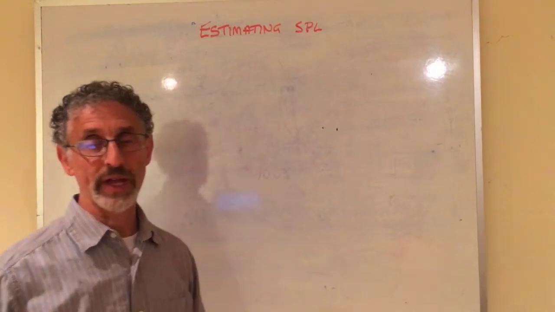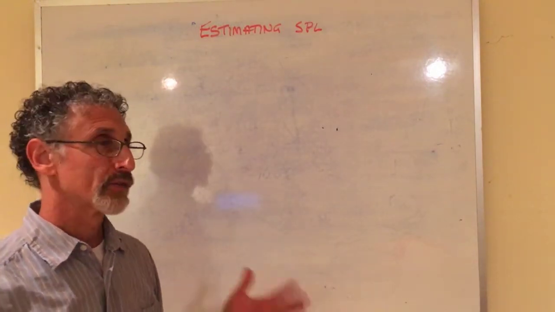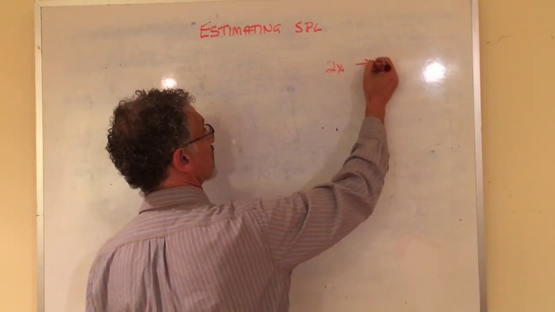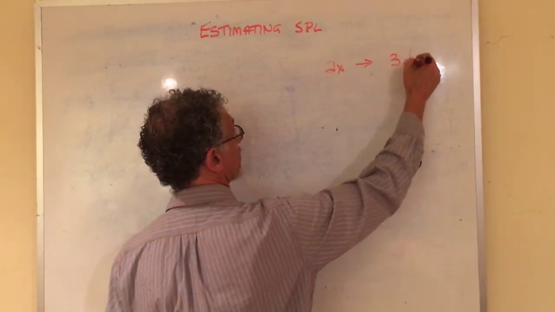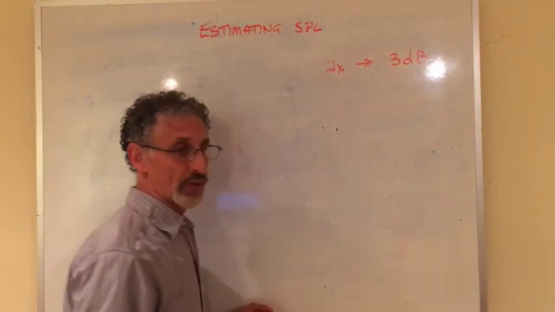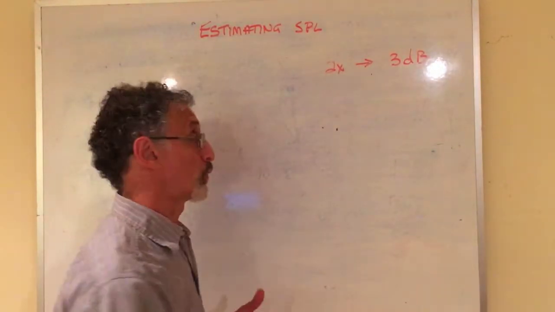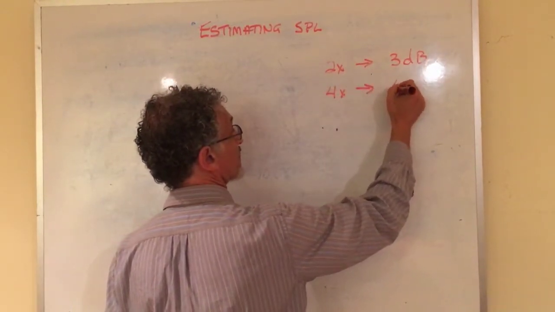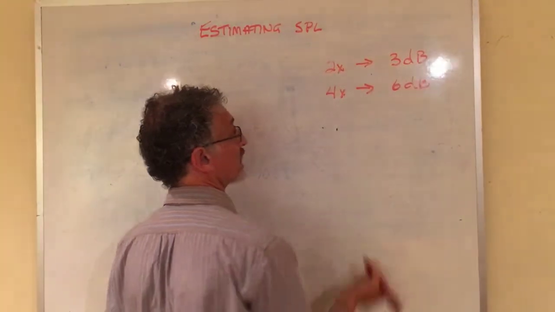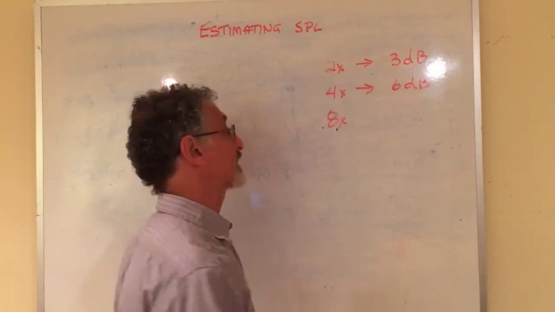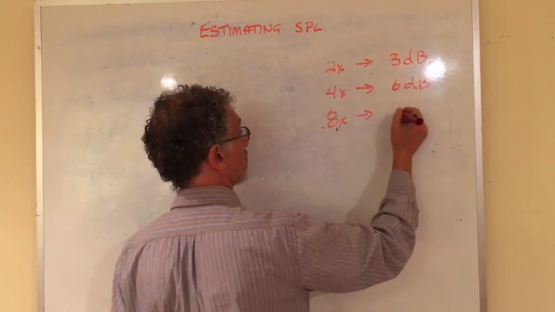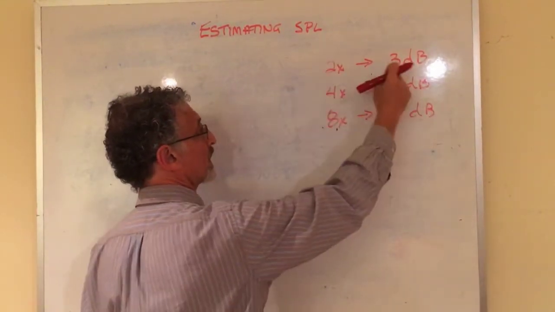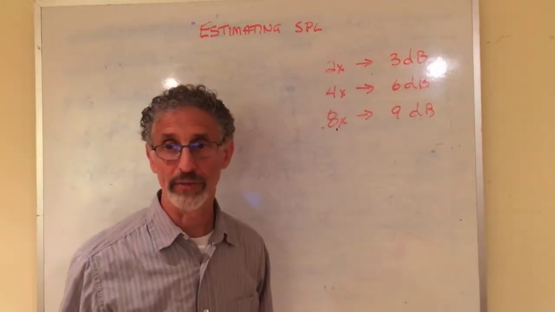Let's use this knowledge to help us make estimates. So first of all, remember that if we are doubling the number of sources, we're going to add 3 dB. So then if we're going to quadruple, we would add 6 dB. If we're going to multiply by 8 times, then we would add 9 dB. Because each of these is doubled, each time you add 3 dB.